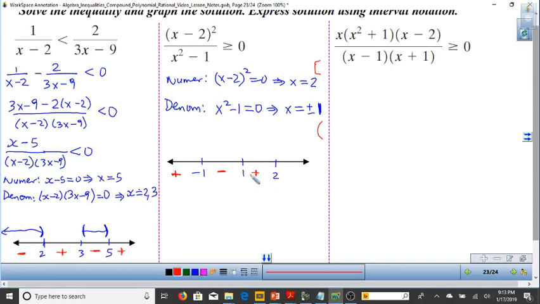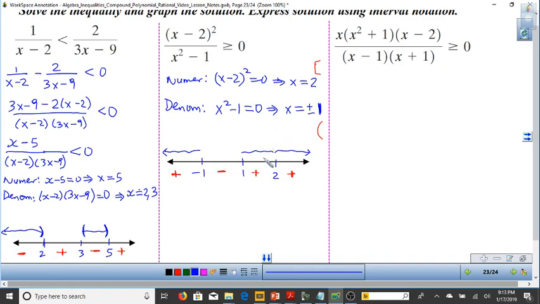Now, when I plug in a number to the right of 1, from 1 to 2, like 1.5, I get a negative squared on top, which is a positive, and 1.5 squared at the bottom minus 1 is positive. And a number to the right of 2, like 3, will give me a positive over a positive. So this works for numbers to the left of 1, between 1 and 2, and to the right of 2.